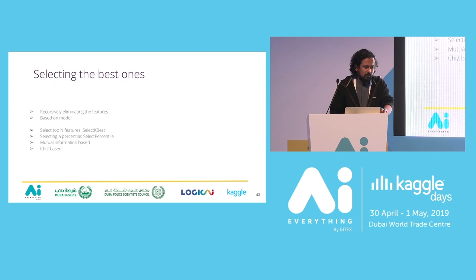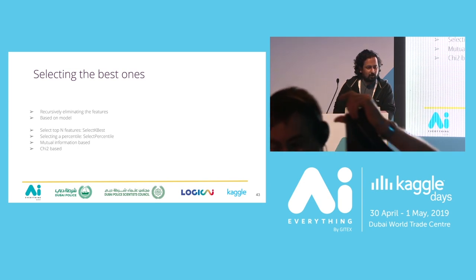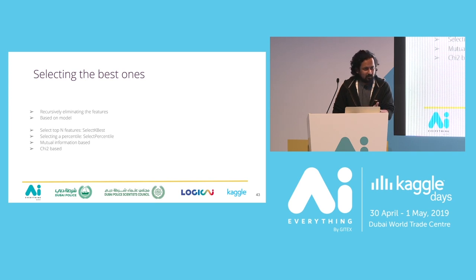Selecting the best features is always a problem. You can do recursive elimination, so you can eliminate some features. No, not in every fold, but across the whole process. It can also be based on a model: random forest, XGBoost, these kinds of models give you feature importance, and you can base it on that. Or you can use SelectKBest or SelectPercentile from scikit-learn with mutual information or chi-square.